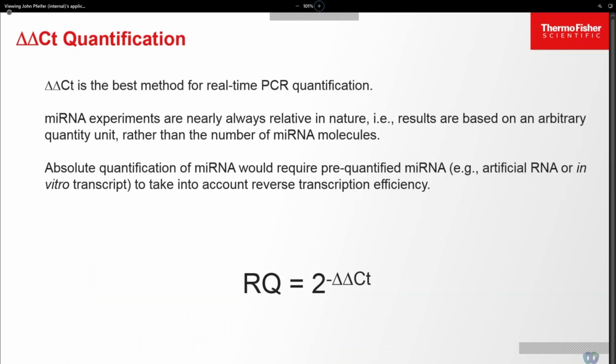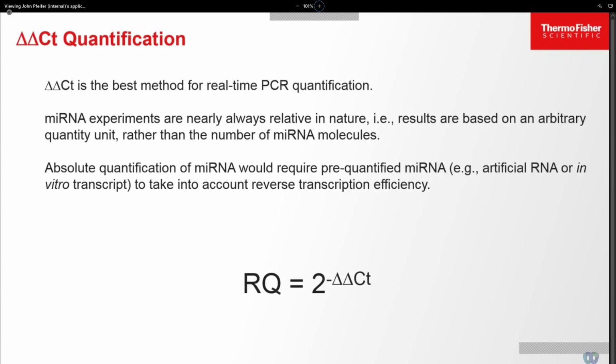So once you've gotten past the dynamic range testing, everything looks good there, now you're ready to quantify. And delta CT is the best method for real-time quantification. Now, in just about every case I've seen, microRNA experiments are relative in nature. In other words, relative quantification. We're not determining the number of molecules of microRNA. Relative allows sample-to-sample comparison of the same gene, but not gene-to-gene comparison for quantification.